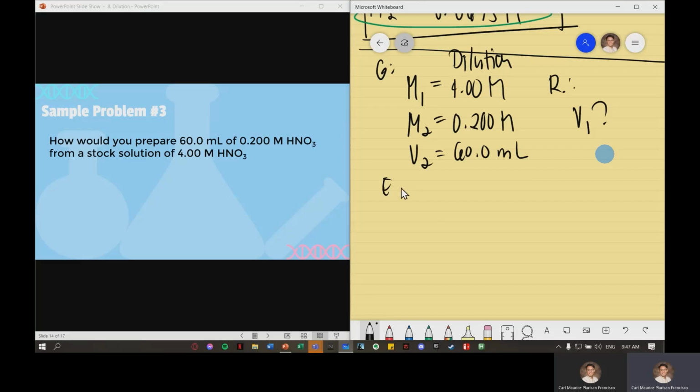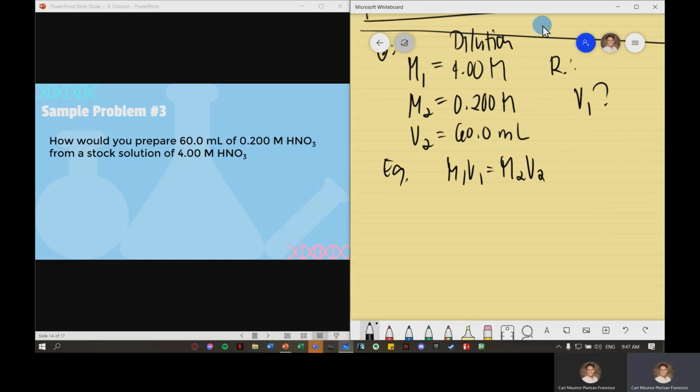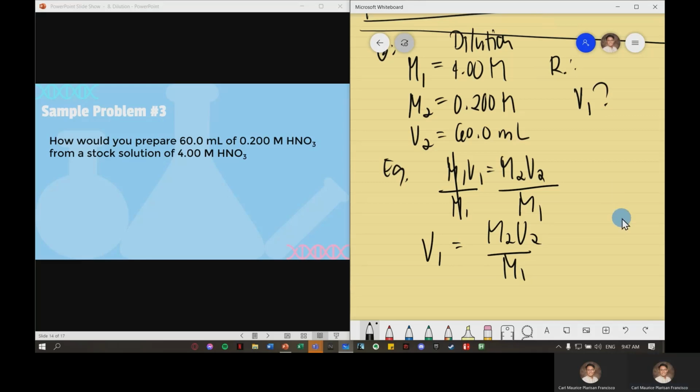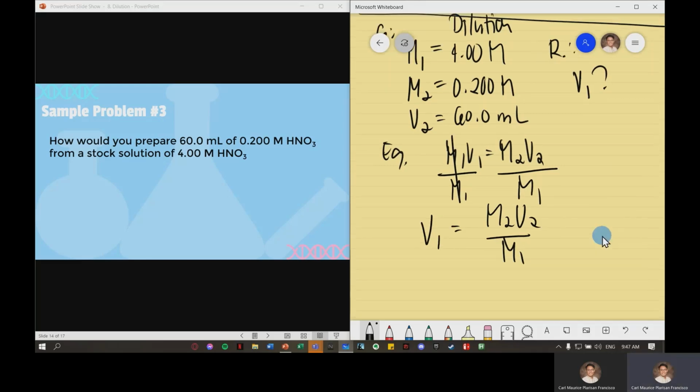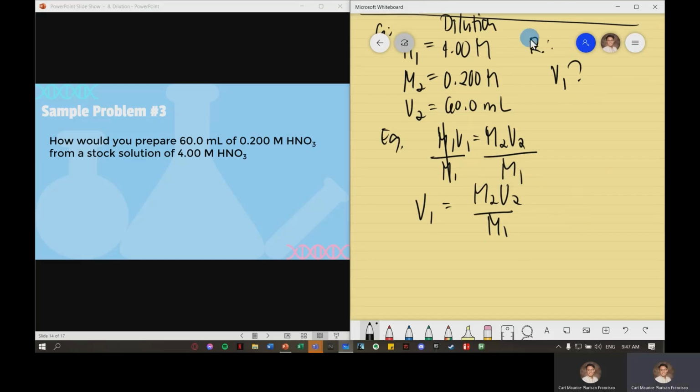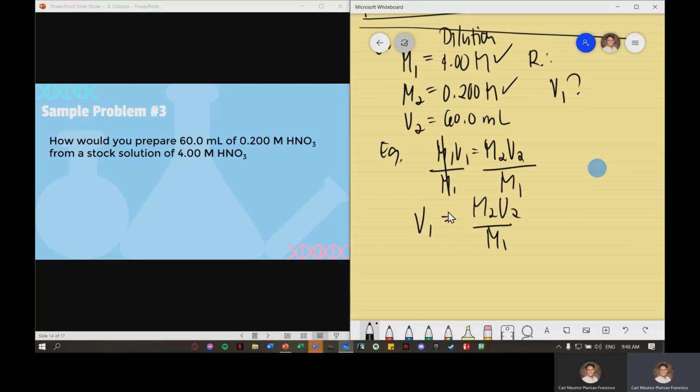Okay, so our equation M1 V1 is equal to M2 V2. Since our requirement would be V1, divide both sides by M1. What remains here is V sub 1 equals M2 V2 all over M sub 1. So we now have an equation for V sub 1. So input the following given, with appropriate units.